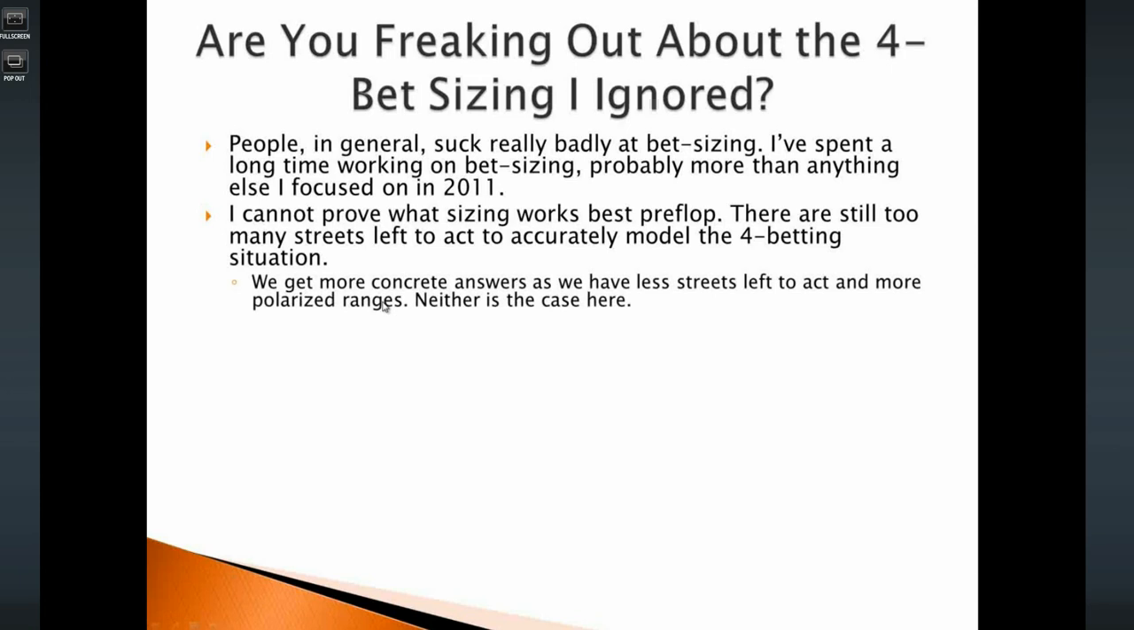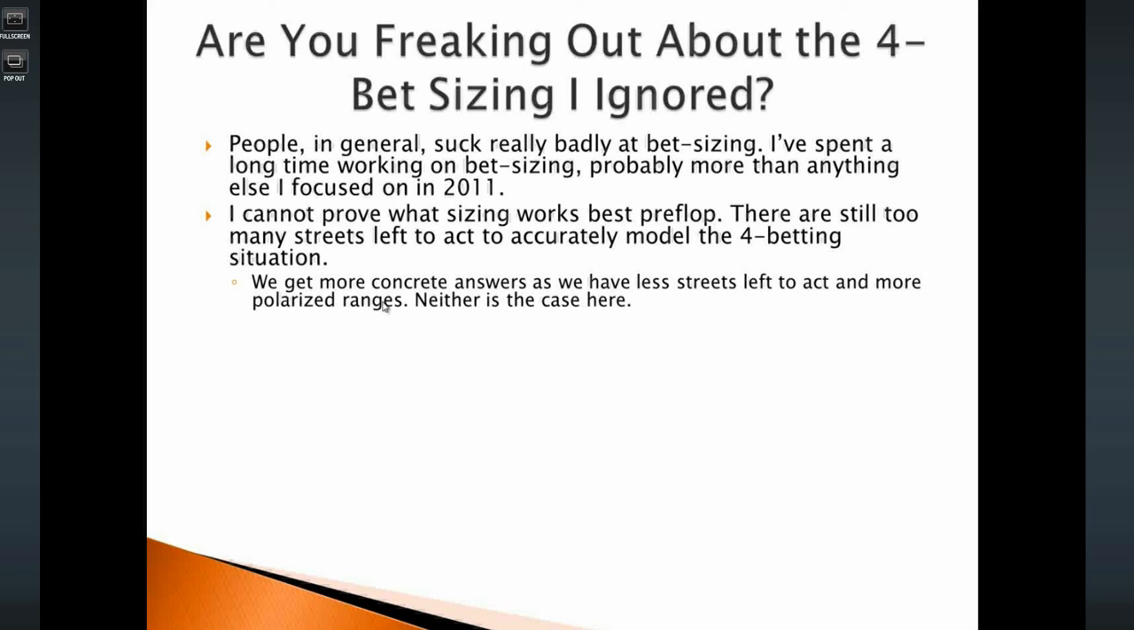We get more concrete answers as we have fewer streets left to act and more polarized ranges. Neither is the case here. Modeling is very useful to do whenever you're doing theoretical poker, because you can't usually take every variable into account. But sometimes there's so much complex stuff remaining that you really just can't model the situation at all. For example, if we talk about an optimal under-the-gun opening range, we're not really going to be able to get an answer other than through trial and error and making our best educated judgments, because there are too many variables: too many flop combos, turn combos, river combos, and all the actions people can take postflop and preflop to even come close to modeling it.